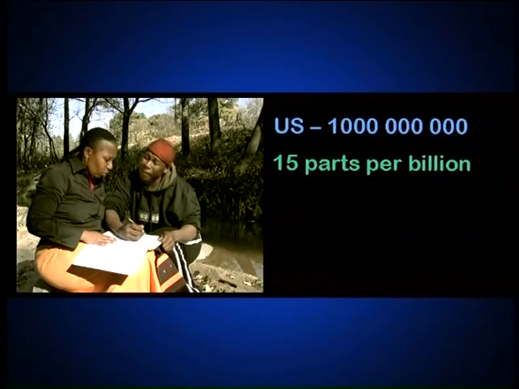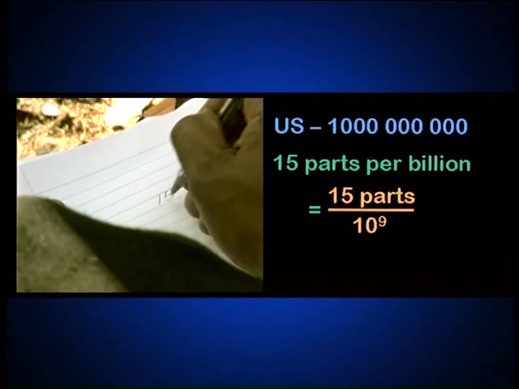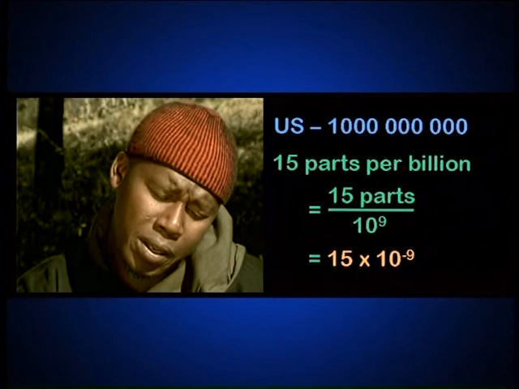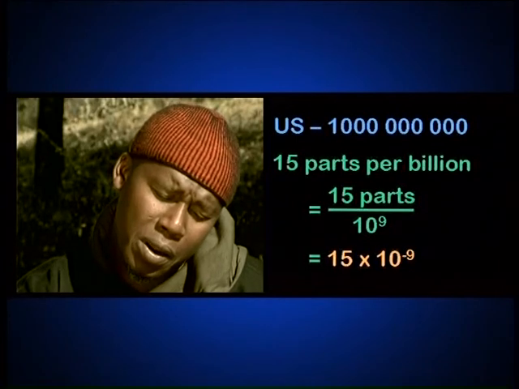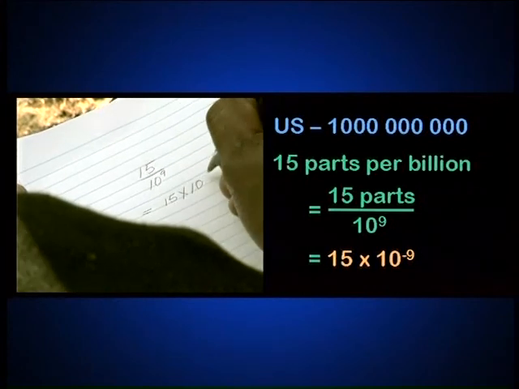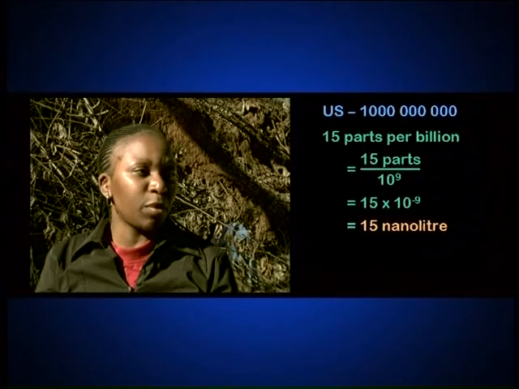Okay, that is 15 divided by 10 to the power 9. And 15 multiplied by 10 to the power minus 9. Impressive. And of course, that also happens to be 15 nanoliters.